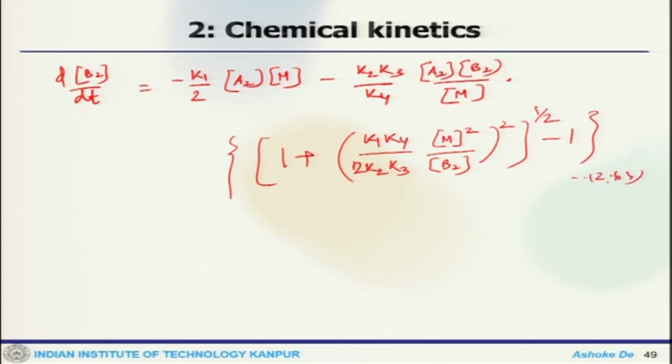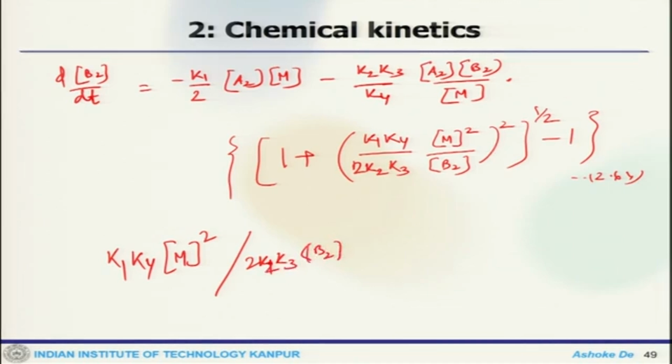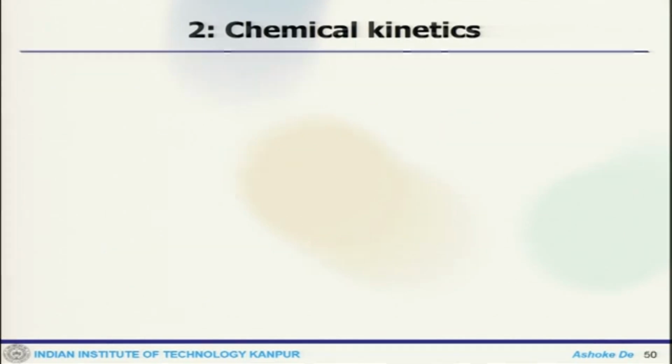So, the last two equations can be further simplified, and one may write K1 K4 M square by 2 K2 K3 B2 is less than 1. Since K2 and K3 are larger than K1 and K4, this is valid for the steady state approximation to apply.